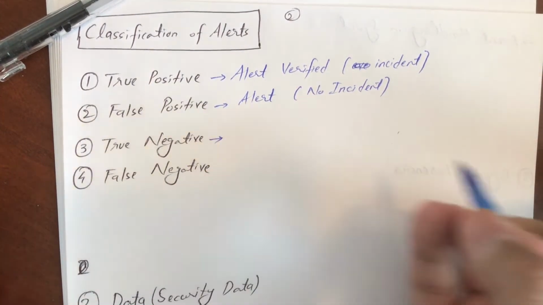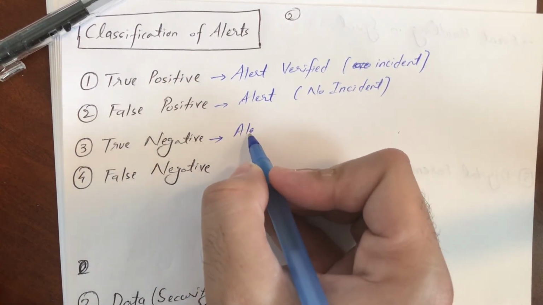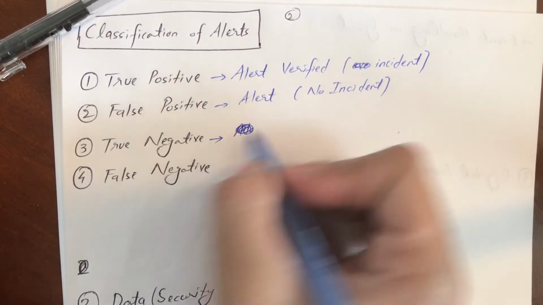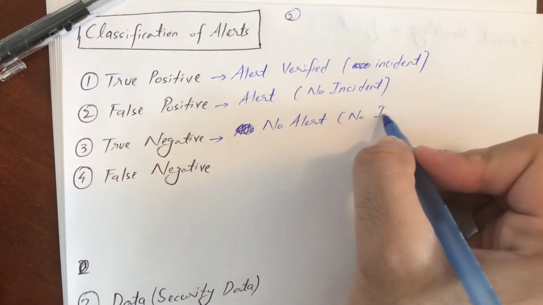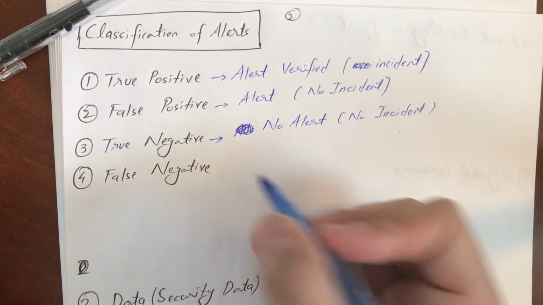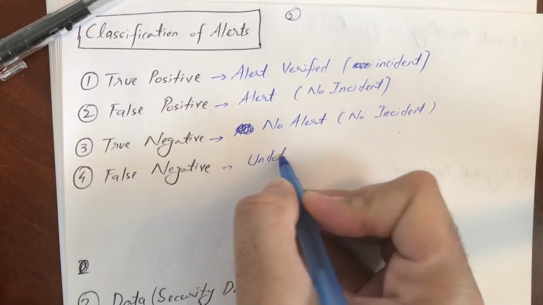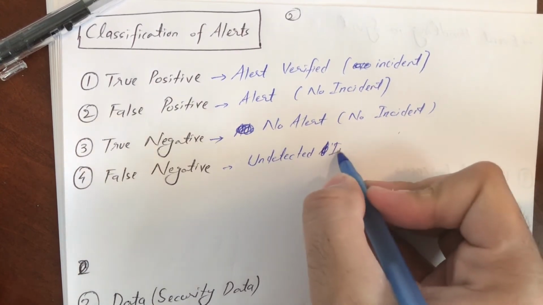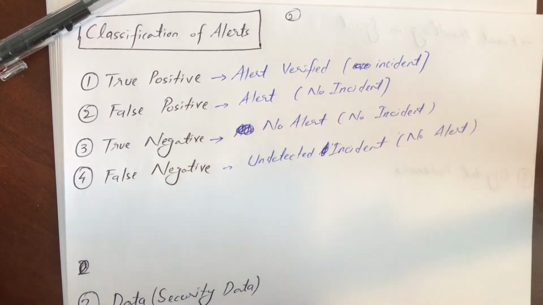True negative means there is no alert and no incident. And false negative means an undetected incident: no alert, but an incident happened.